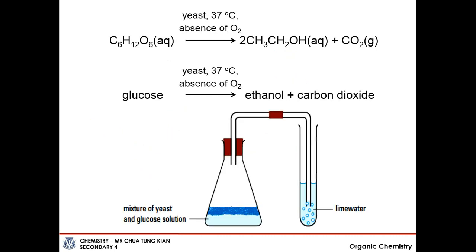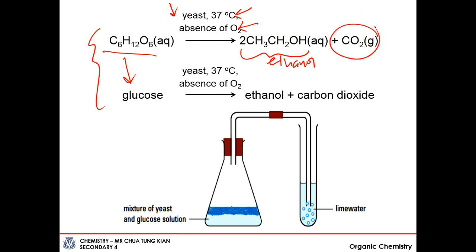To ferment something, you must start off with a sugar. In this case, this sugar is called glucose, C6H12O6. You need yeast. You need a nice warm temperature of 37 degrees Celsius, and you must have no oxygen present. During this fermentation process, you will get the alcohol here, ethanol. You will only get ethanol from fermentation, and you will have carbon dioxide.